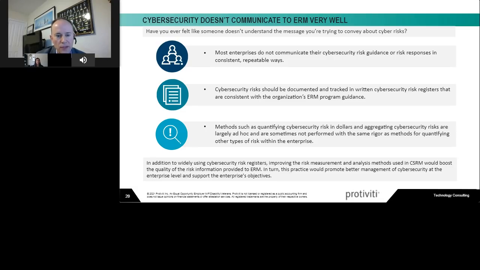So what they go on to say is that if we could come up with some sort of better risk measurement and risk analysis method, it would not only boost the quality of the information, it would actually link back to the ERM and to the business, and would actually result in better management of cybersecurity at the enterprise level and continue to support the enterprise's objectives. It's moving us up that risk maturity continuum that Rebecca touched on.